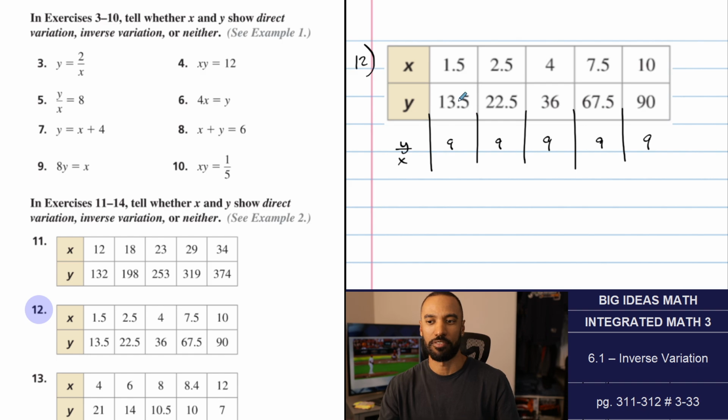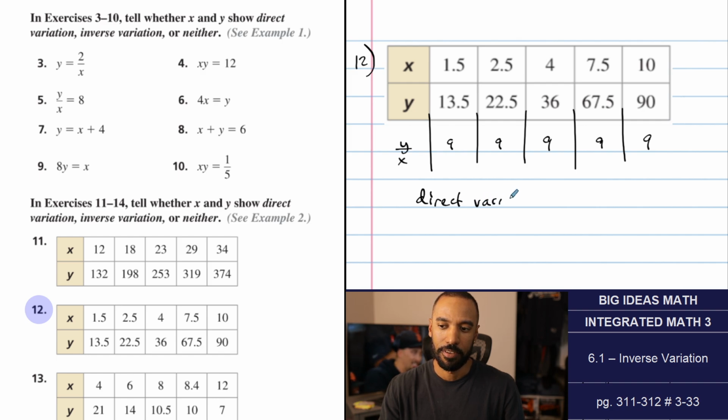Once again, we have direct variation. I'm dividing this one by that one, but I was doing it without the calculator. So this is, once again, direct variation, because we have a constant of variation by dividing those two.